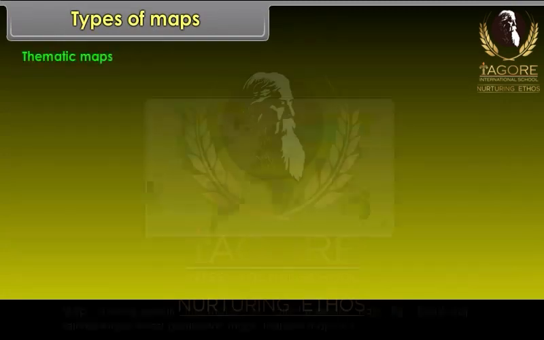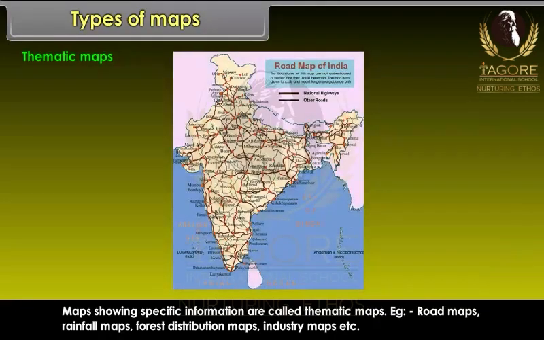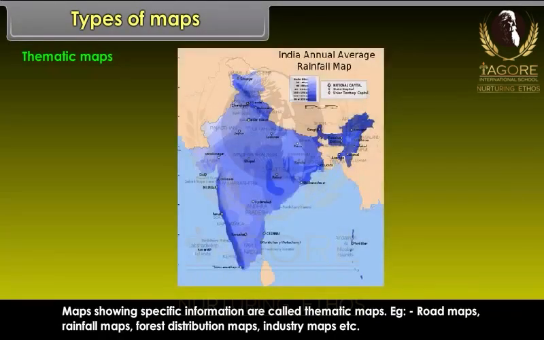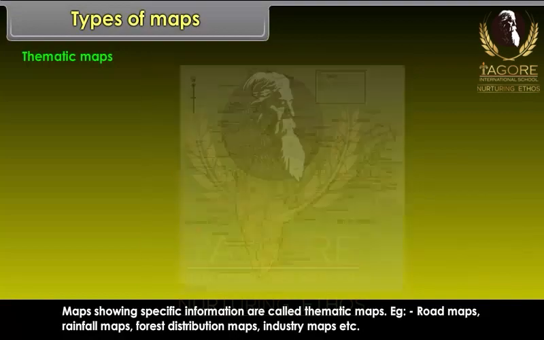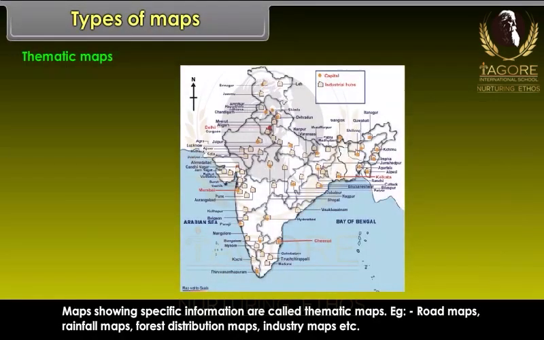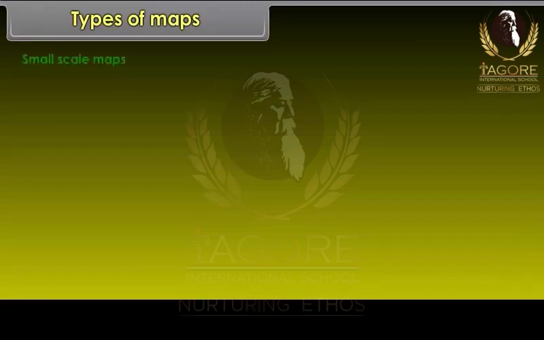Thematic maps. Maps showing specific information are called thematic maps. Example, road maps, rainfall maps, forest distribution maps, industry maps, etc. There are two types of maps based on scale. They are small-scale maps, large-scale maps.